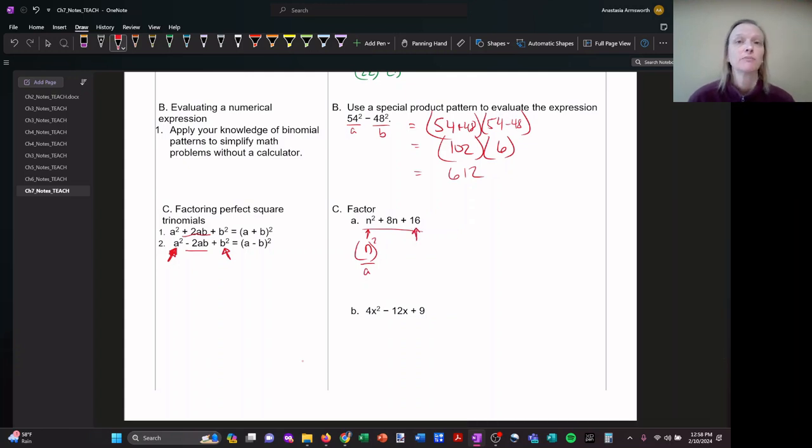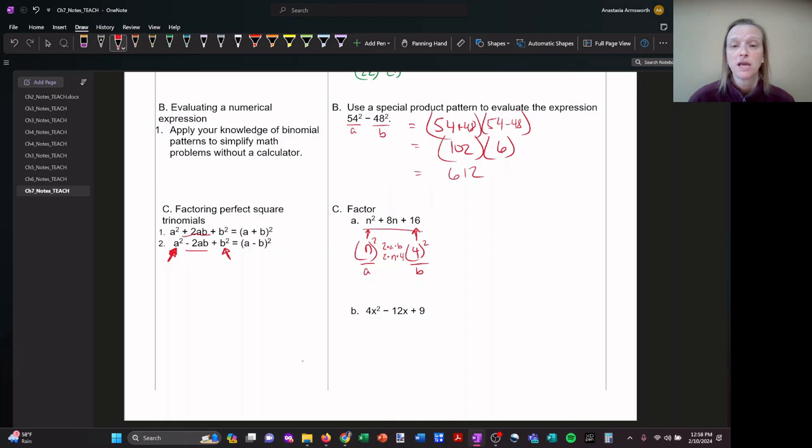I look at the last term. Is it a perfect square? Yes, it is. 4 squared is 16. So this is potentially my B value. What I need to do now is look at the center term and see if it is 2 times A times B. Is it 2 times my A value, which is n, times my B value, which is 4?